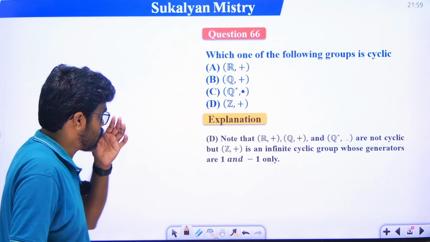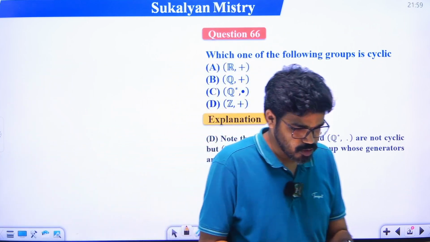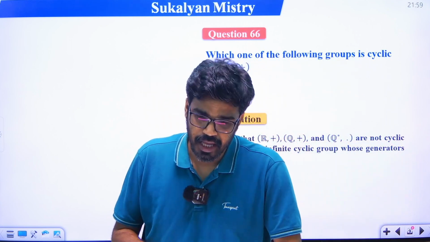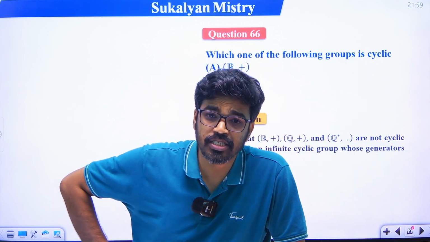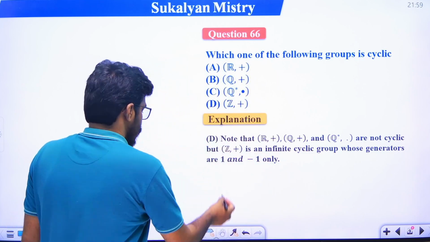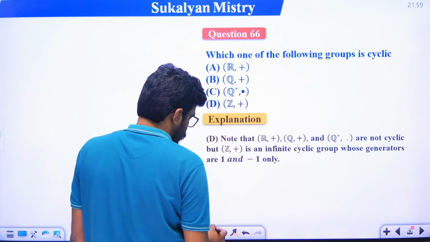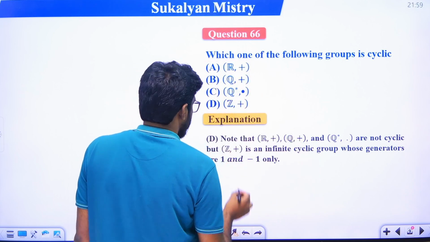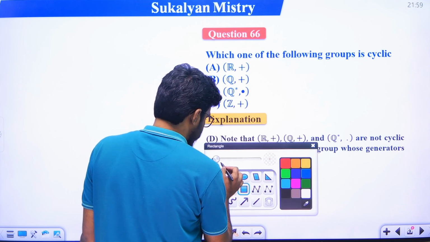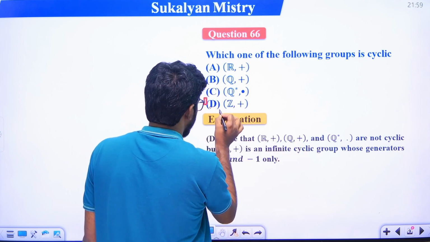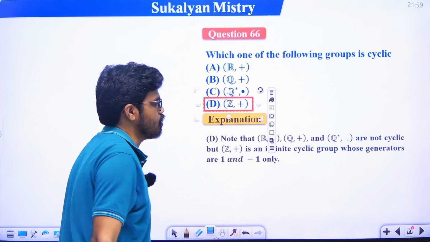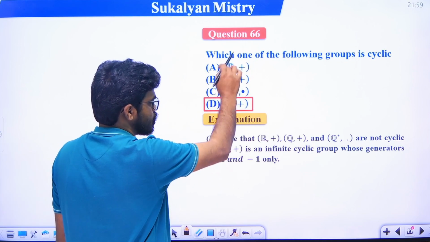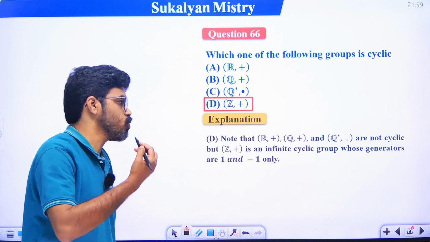So let us start the first problem. Which of the following groups is a cyclic group? Cyclic group means it has a generator, right? A group G is said to be cyclic if it has a generator. So the set of real numbers with respect to addition has no generator, right? So Z comma plus has generators 1 and -1. So Z comma plus is a cyclic group. Okay, R comma plus is a group, but it is not a cyclic group because it has no generators.